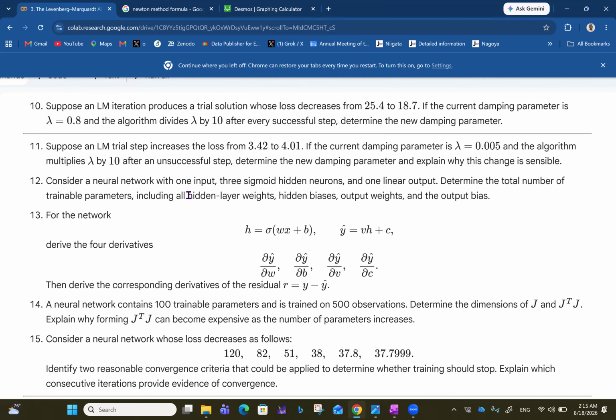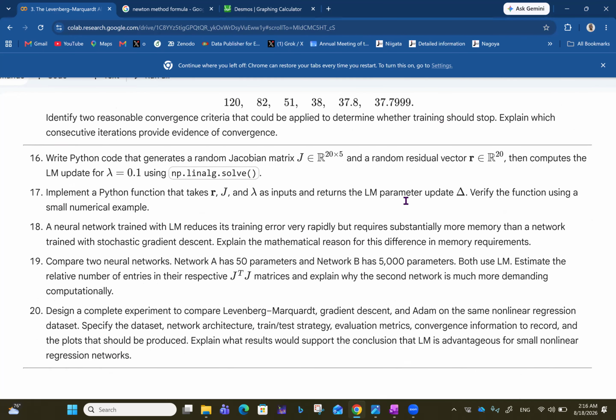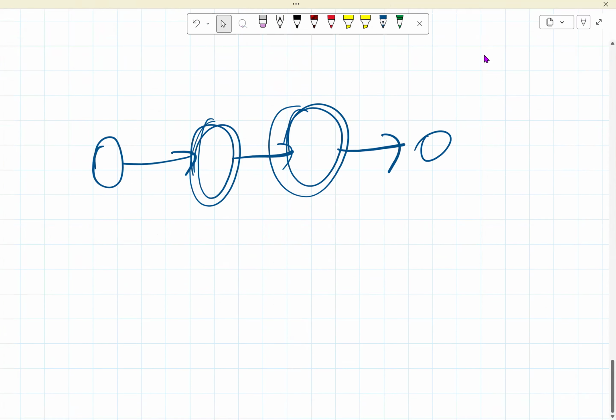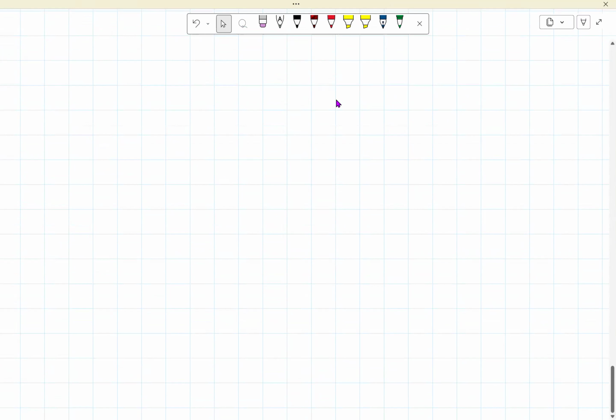So I think the key thing is 1 input, 3 hidden neurons, and 1 linear output. So it has 1, 3, 1. That's the key information we need from that. You can see the rest up to 15. Then 16 to 20 now. So let's go ahead and deal with these problems as fast as we can, and then we can bring this to a close. So we have problem 5.